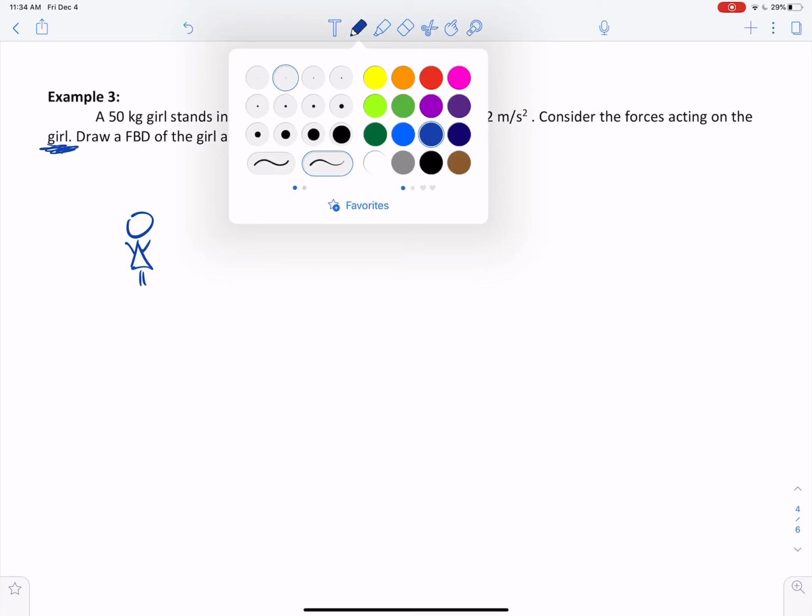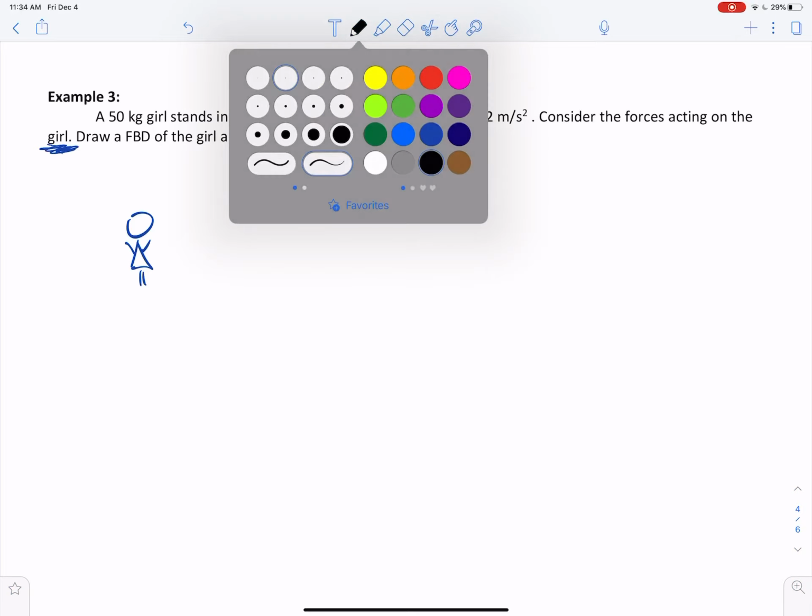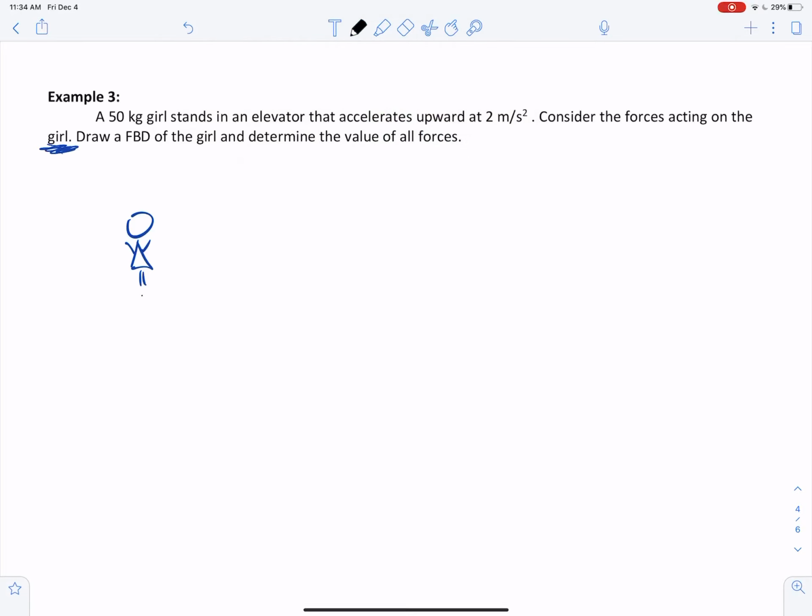So let's identify some forces here. First of all, she's got gravity pulling her down, and that's equal to her mass of 50 kilograms times the acceleration due to gravity on the Earth. So her weight is 100 newtons. I'm sorry, that's not right. 490 newtons, my bad.